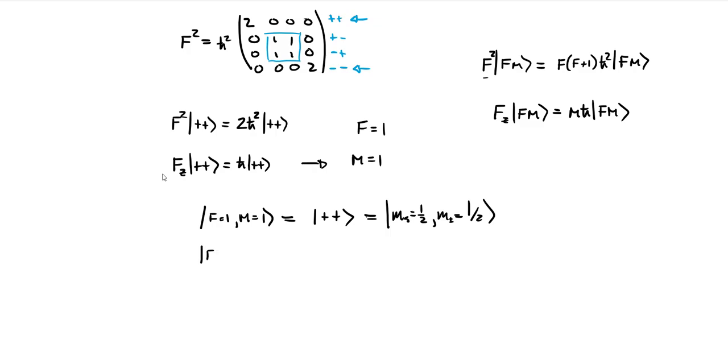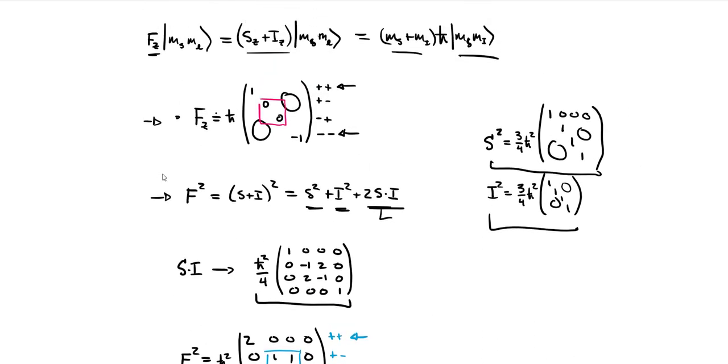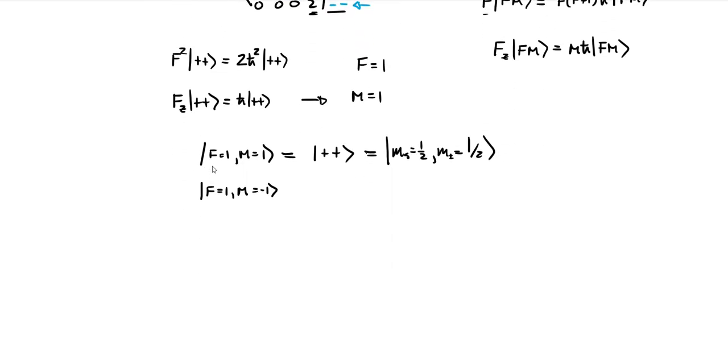We can do the same thing for the minus minus state here, and we get F equals 1 again. It has the same eigenvalue for this. The m value is actually -1. If we go all the way up here, we see that eigenvalue is -1 h bar. So that is our minus minus state, or again, written a little more explicitly, ms is equal to -1/2 and mi is equal to -1/2.